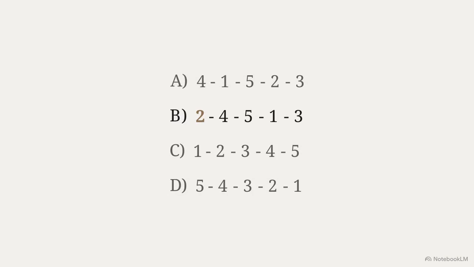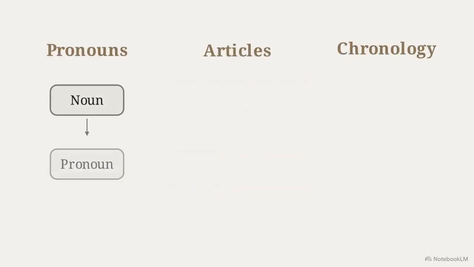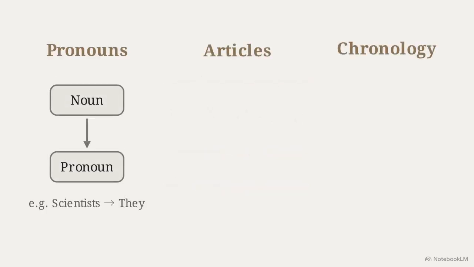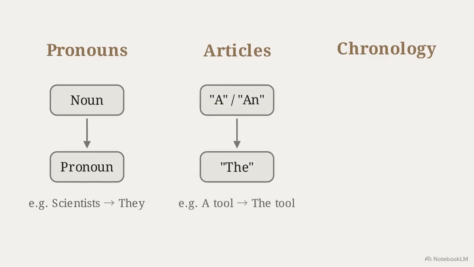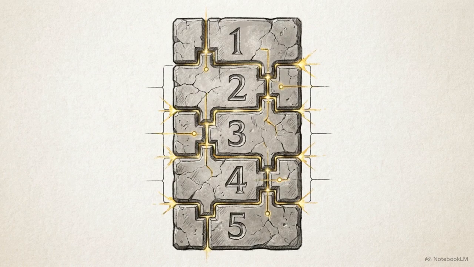In a multiple choice setting, it's even faster. Since sentence 2 is the only valid opener, we immediately strike through any option not starting with it. Memorize these high-probability patterns: connect pronouns to their nouns, place indefinite articles before definite ones, and follow the chronological arrow. If you prioritize the structural mechanics of the text over the story it's telling, the correct order will reveal itself every time.